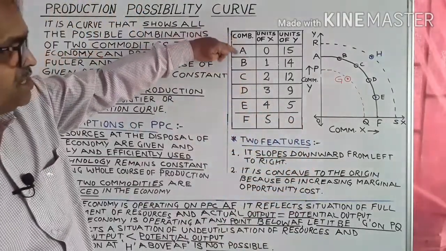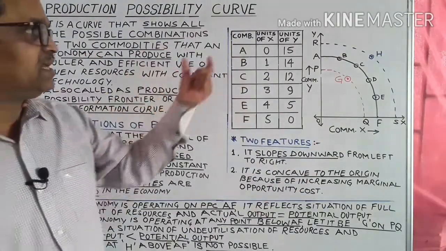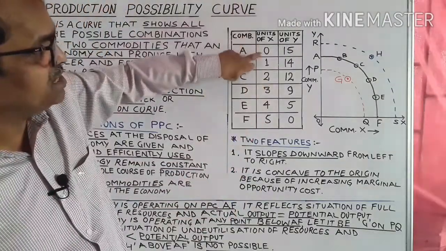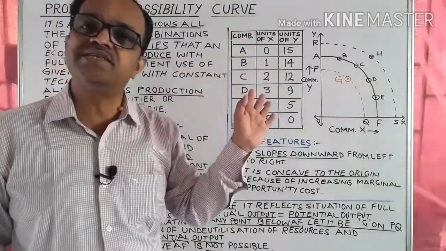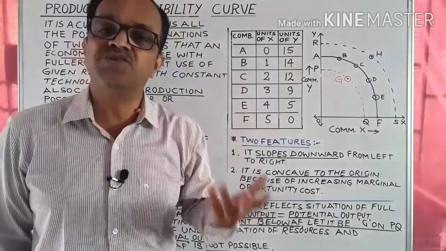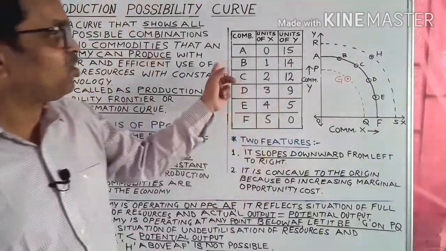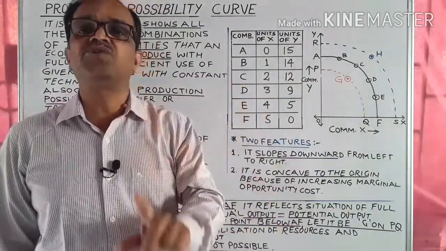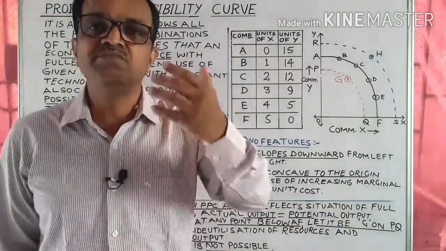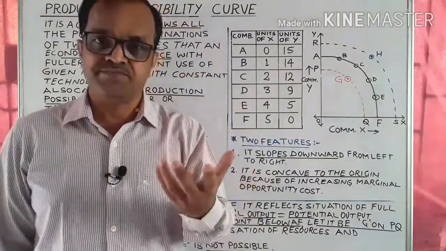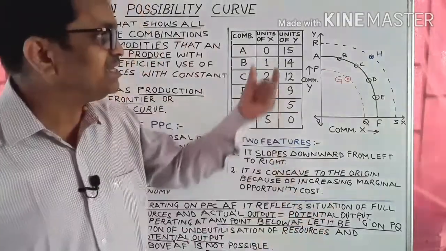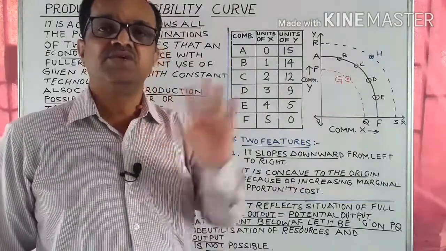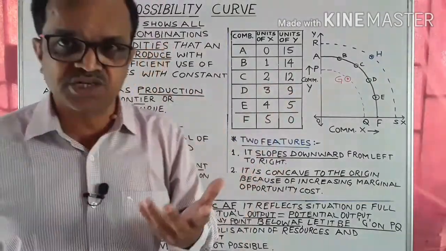Now there are 6 combinations from A to F. Combination A simply shows that the economy is producing no units of commodity X and 15 units of commodity Y. It simply means that if all the available resources are used up in the production of commodity Y only, then the maximum units of commodity Y that the economy can produce is 15 units. That is its maximum productive capacity so far as commodity Y is concerned.